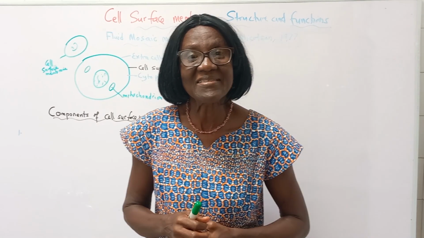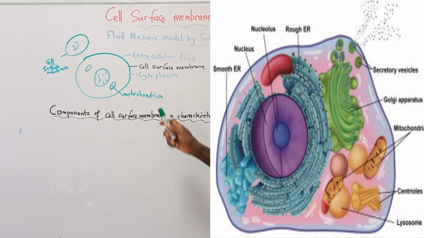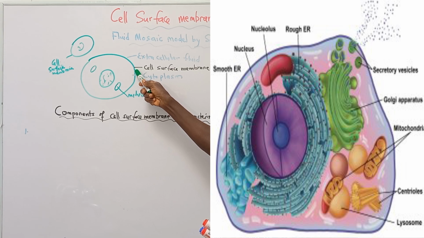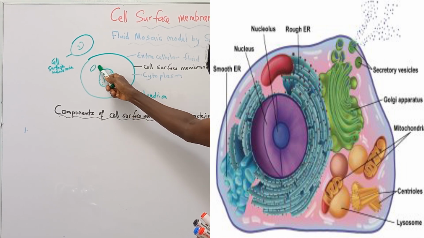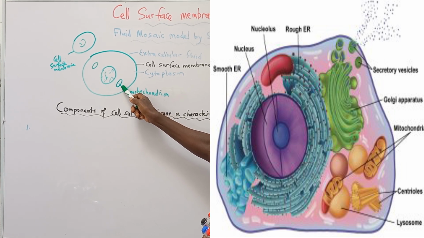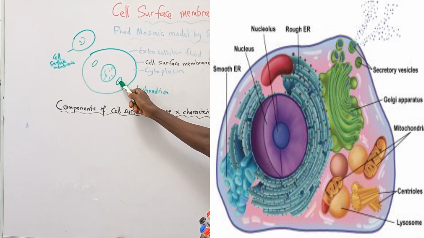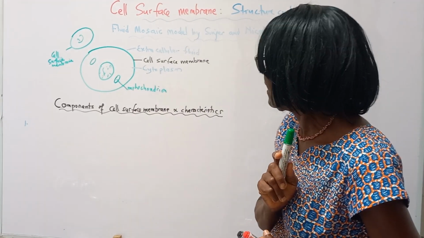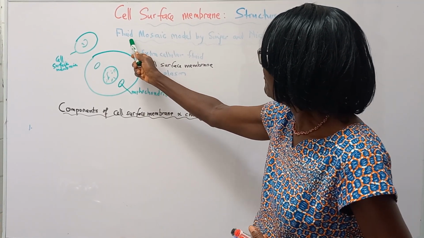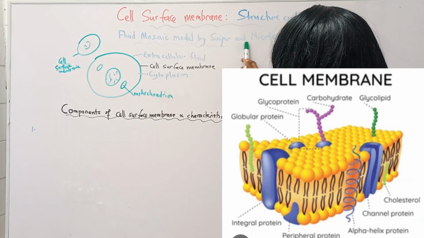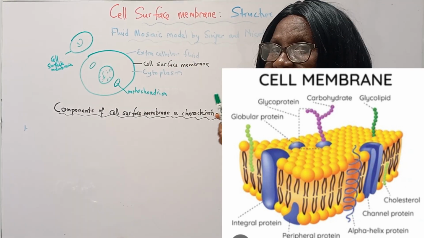Today we are discussing cell surface membranes. You have a cell here, it has a membrane here, and there are organelles in the cell. They also have membranes. The slight difference between the membranes of the organelles and the cell surface membrane we'll mention along the way. But we are discussing the fluid mosaic model of the cell membrane by Singer and Nicolson, 1977.